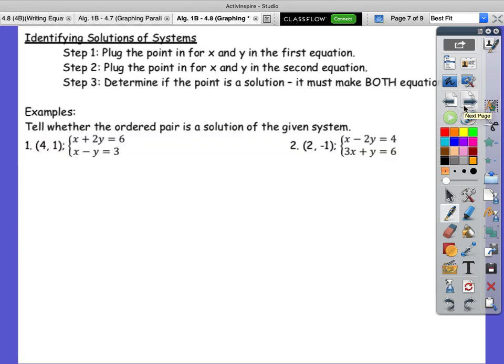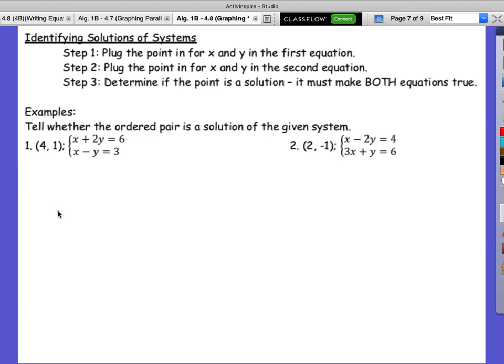We're going to see if we can identify solutions. We've already done this, so it should come more naturally. What we're going to do, guys, is we're going to be given an ordered pair. Like here, in example 1, we're given 4, 1. We're given a system, and we're asked to tell whether this ordered pair is a solution to the system. So what do you think we're going to do with 4, 1?